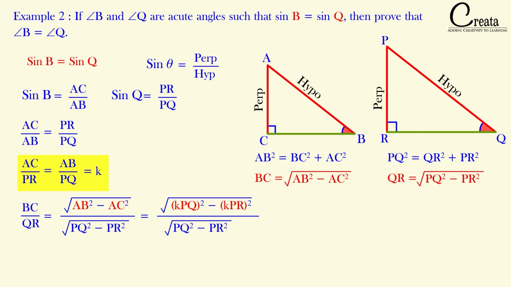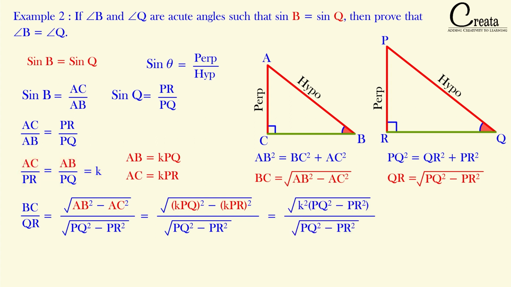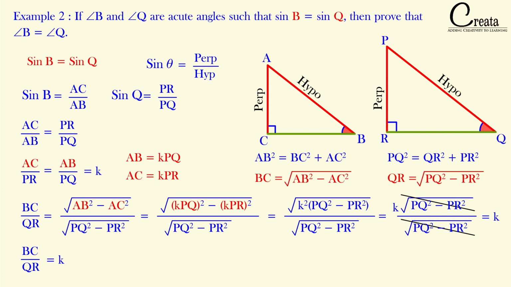Simply we have used this equation. Here AB will be equal to K times PQ and AC will be equal to K times PR. Let's take K square as common and also K square out of the root. The square will cancel out, K will come out of the root. Here these two terms will cancel out and we got our answer as K. That is BC upon QR is equal to K.